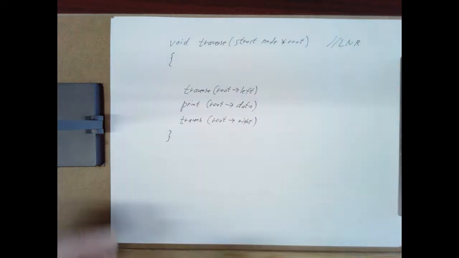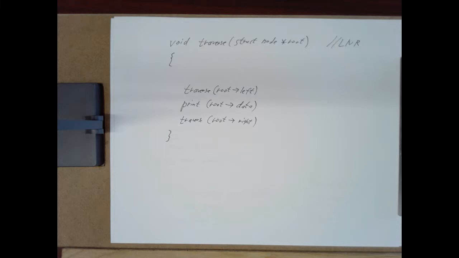And that's just about all you need. So how do we traverse the tree whose root is root? Traverse root arrow left, print out root arrow data, traverse root arrow right. Is that legal? As long as root arrow left and root arrow right are not null. As long as they're not null. There's a problem with this the way it's written.